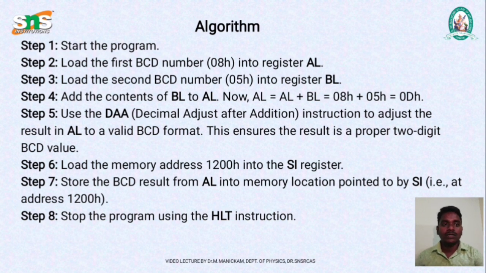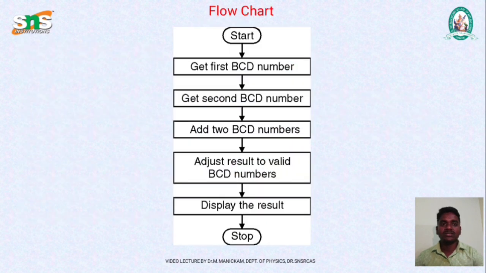These are the proper steps involved in performing the BCD addition program. Here is the flow chart for this program. First step, start, and next get the first BCD number, and then get the second BCD number. Then we add the two numbers, and we use DAA to adjust the result to a valid BCD number, then display the result, then stop. This is the flow chart for BCD addition.